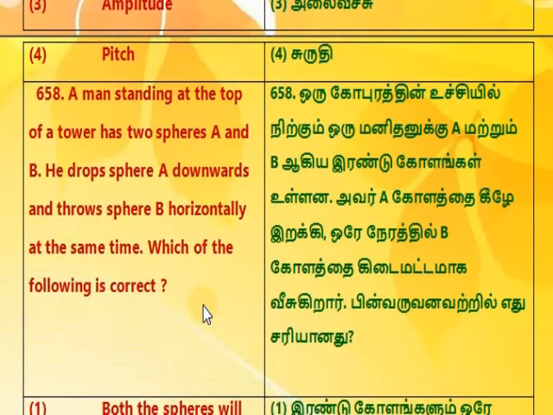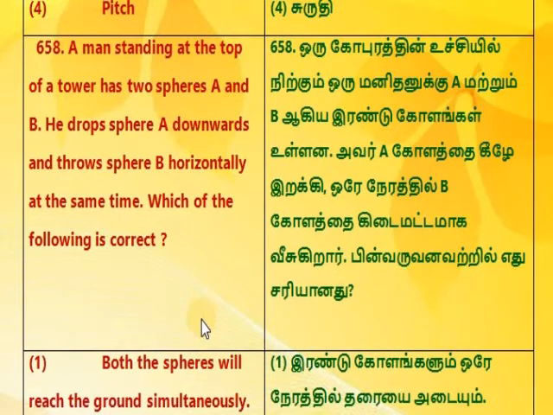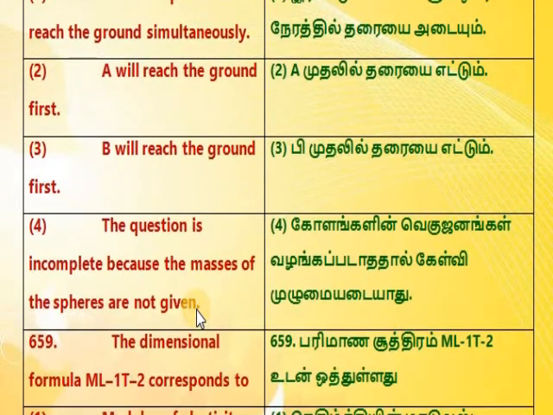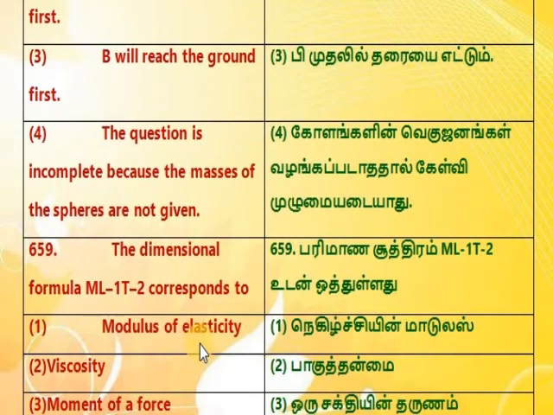658. A man standing at the top of a tower has two spheres A and B. He drops sphere A downwards and throws sphere B horizontally at the same time. Which of the following is correct? 1. Both the spheres will reach the ground simultaneously. 2. A will reach the ground first. 3. B will reach the ground first. 4. The question is incomplete because the masses of the spheres are not given.